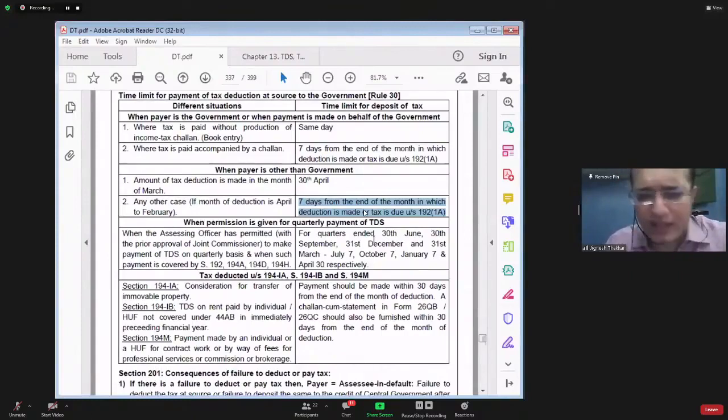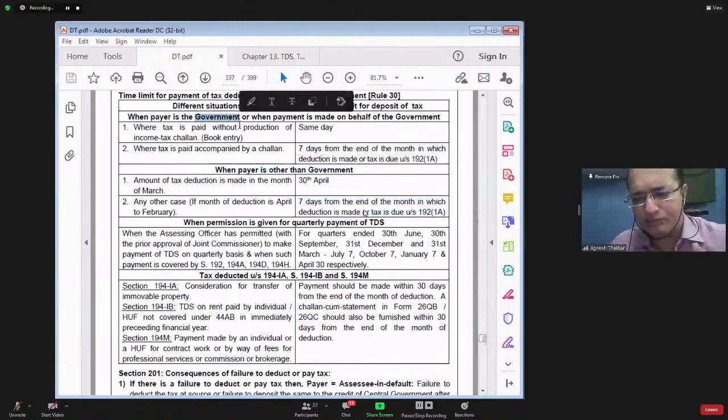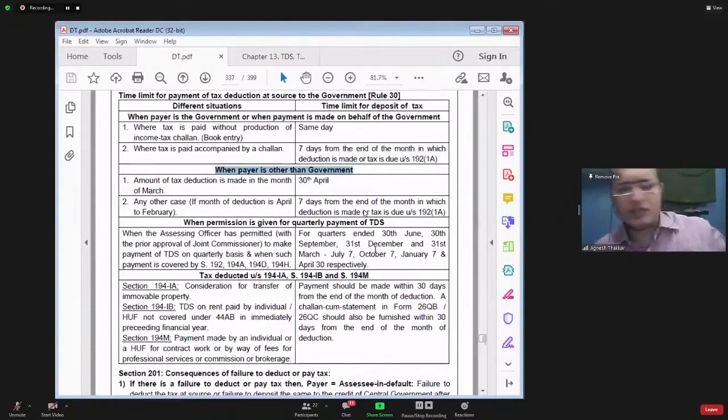That book entry mechanism is not available in case of payer other than government. It is available only when the payer is government. Have you understood this point? When the payer is other than government, then the book entry mechanism is not available. They have to actually make the payment by making a challan, by making a check.